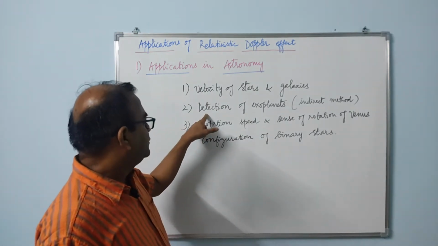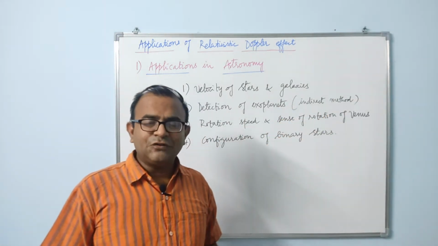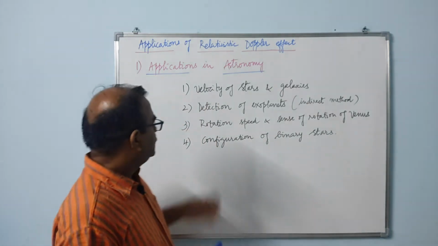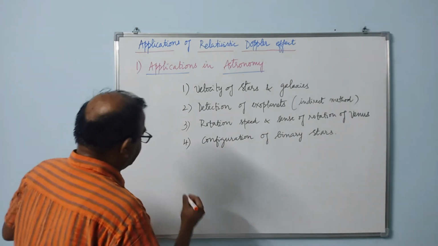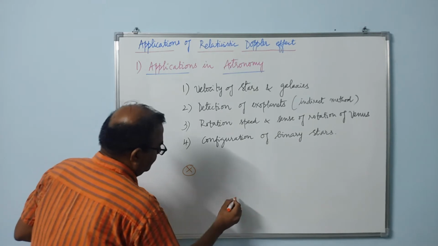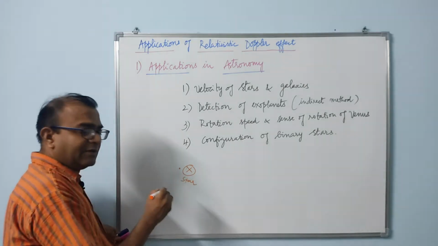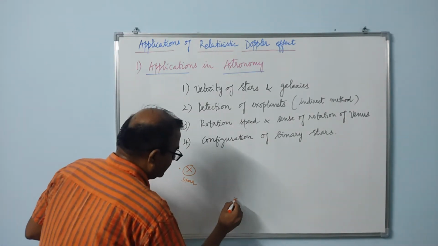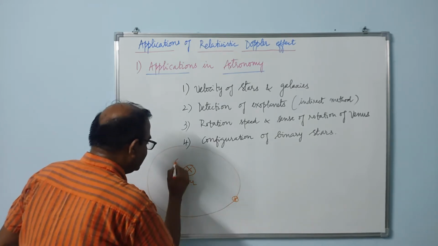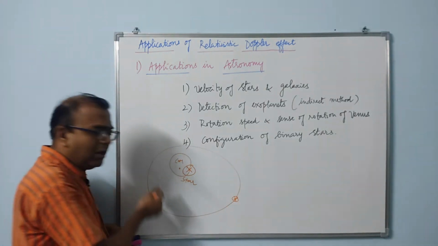Next, the Doppler effect is used in the detection of exoplanets. In fact, it is one of the indirect methods by which presence of an exoplanet in a distant stellar system can be detected. So, typically, if this is a distant star, let us say, there is a center of mass for the system if there is an exoplanet circling around it. So this is the common center of mass about which both the star as well as the planet would go around.